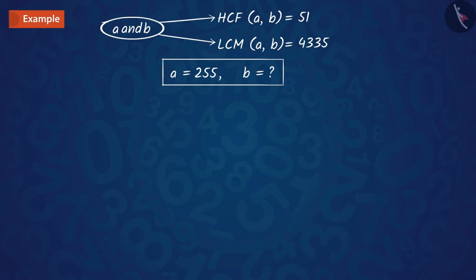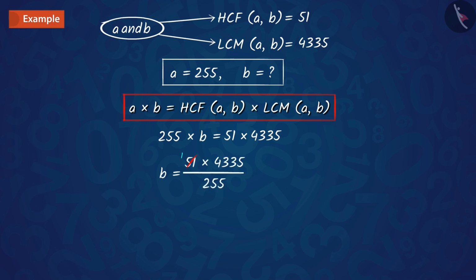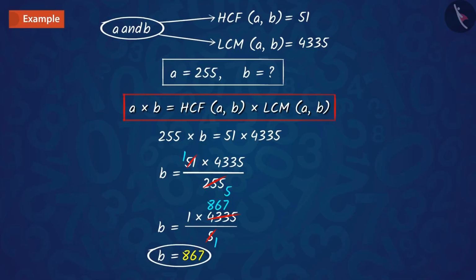We learned in our previous video that the product of two positive integers and the product of their HCF and LCM is always the same. Now, if we substitute these values given in the question in this formula and solve them, hence, the value of B will be 867.